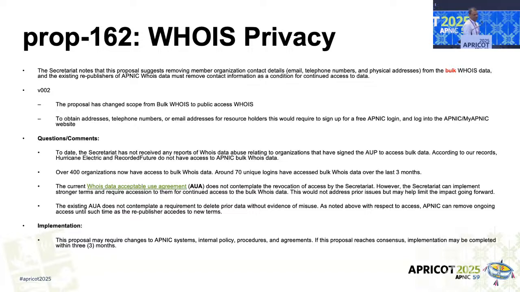It's already published. So the Secretariat notes that this proposal suggests removing the contact details of the members in the WHOIS database. The first version of it was mentioning the bulk WHOIS data that we provide as a service to those who sign the AUP or the agreement. But the second proposal now actually removes the bulk WHOIS, and it's actually for all the addresses obtained and registered in the WHOIS database.